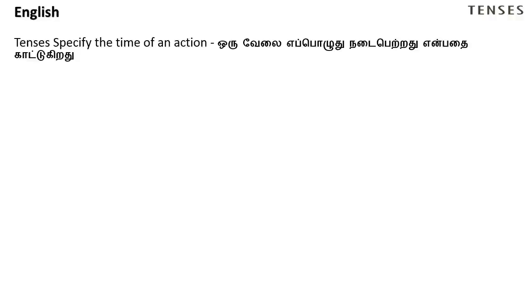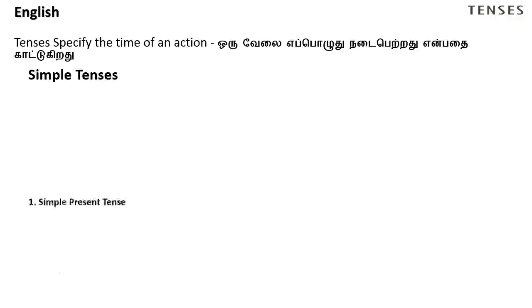Okay, so there are many tenses in English. So we are going to categorize them into four. The first category is simple tenses. Okay, we are going to see what are the simple tenses we have. Simple present tense, simple past tense, and then simple future tense. There are three tenses in simple tenses. They are simple present tense, simple past tense, and simple future tense.